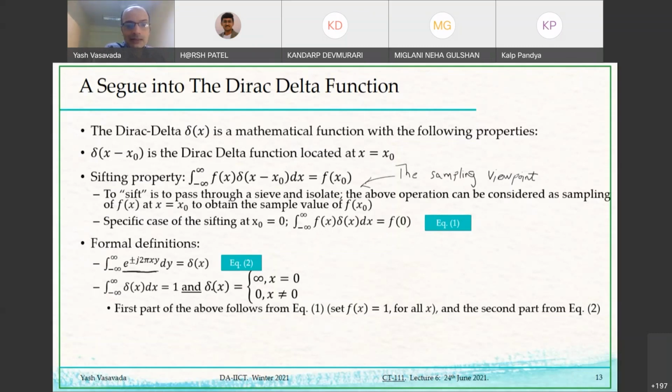Then delta of x at x equal to 0 becomes infinity. And delta of x for all values of x not equal to 0 becomes 0. And this second part, we can actually obtain from equation number 2. Why is that? We'll see graphically in a moment.